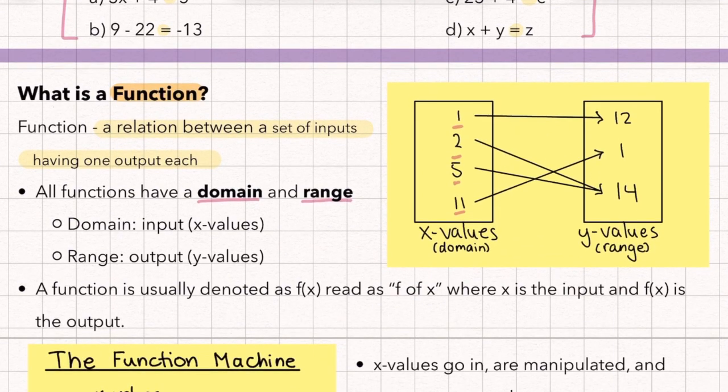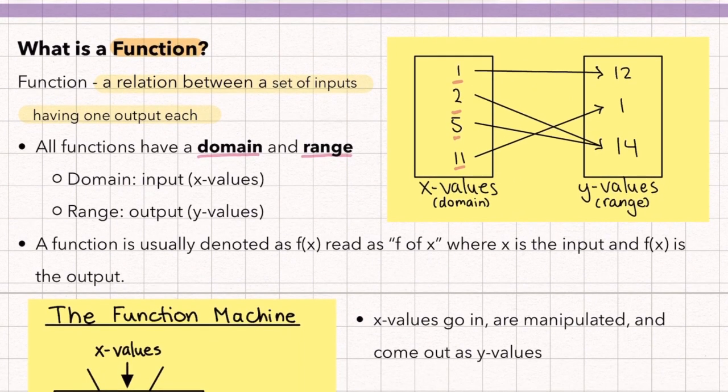Lastly, what is a function? A function is a relation between a set of inputs having one output each. All functions have a domain and a range. The domain, also the inputs, are usually indicated as x values, while the range, the outputs, are indicated as y values. Due to this, a function is usually denoted as f of x, where x is the input and f of x is the output.